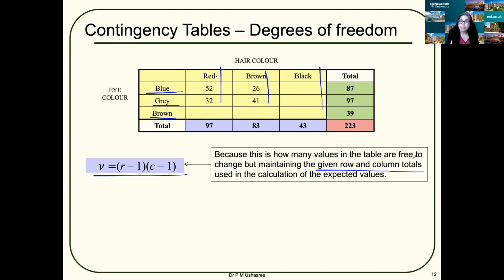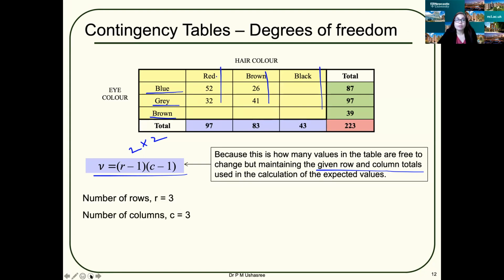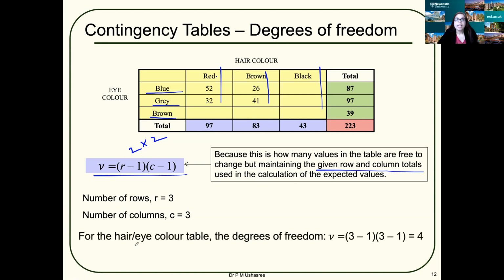You can use the same with a 2 by 2 table and try that out, and see how it is playing a constraint on the total degrees of freedom. Okay, so in this case, the number of rows is 3, the number of columns is 3, and so the degrees of freedom will turn out to be 4 using this formula.